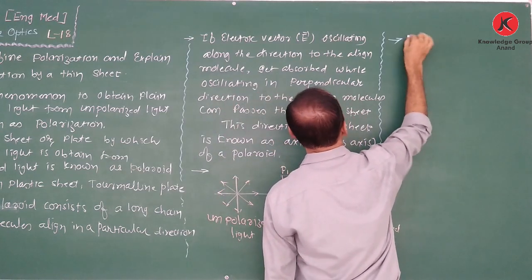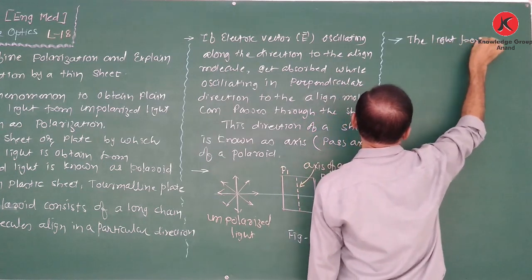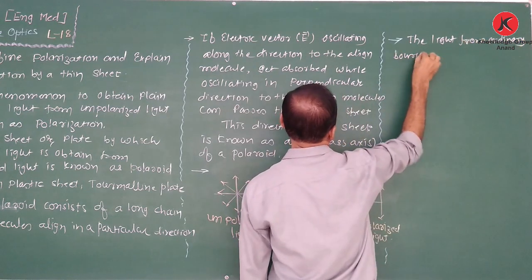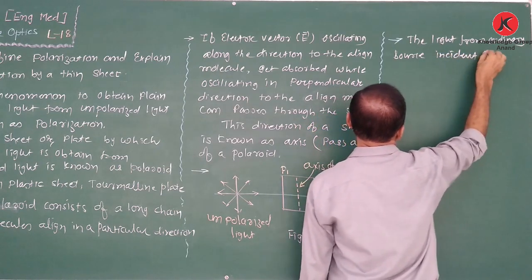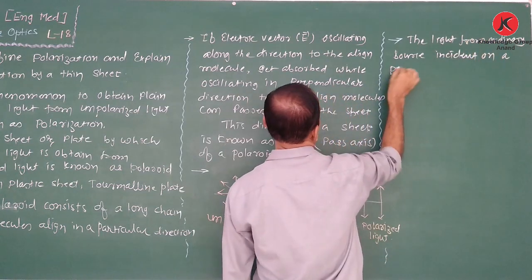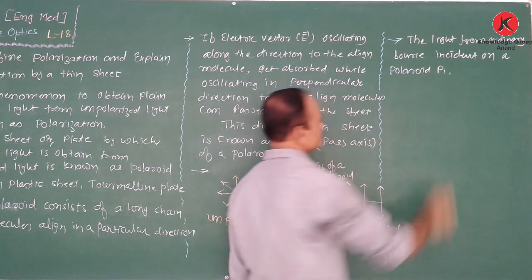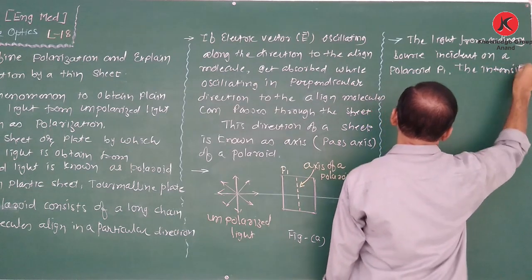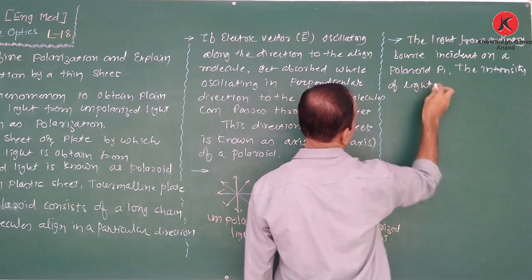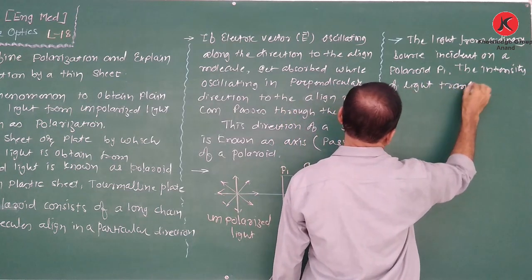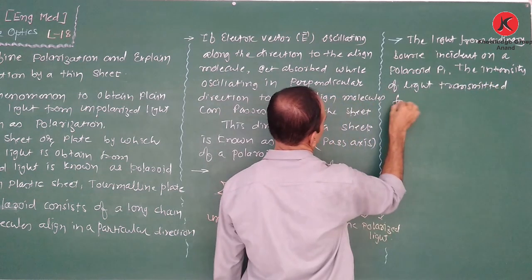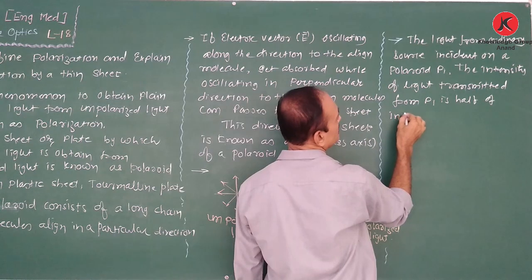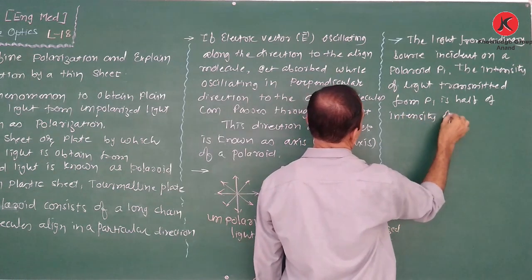If the light from an ordinary source is incident on a polaroid P1, the intensity of the light transmitted from P1 is half of the intensity of the incident light.